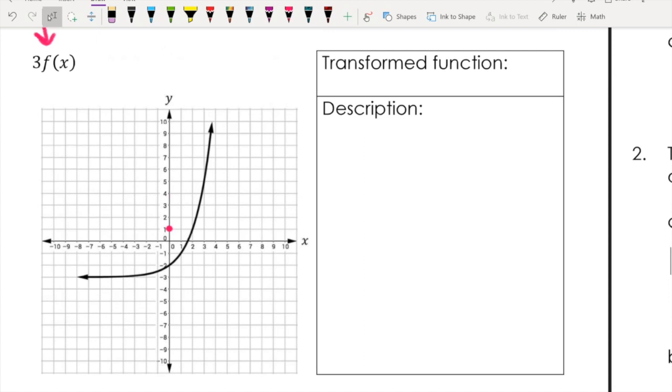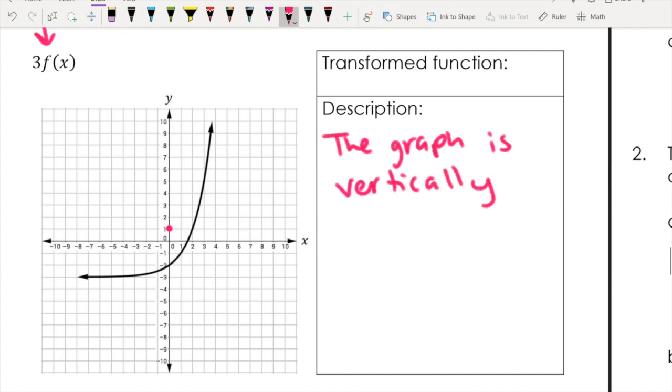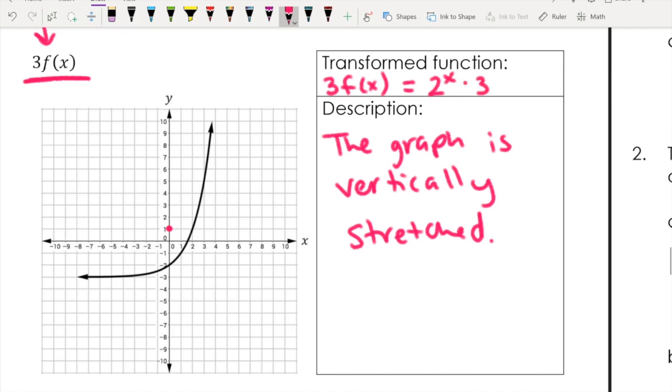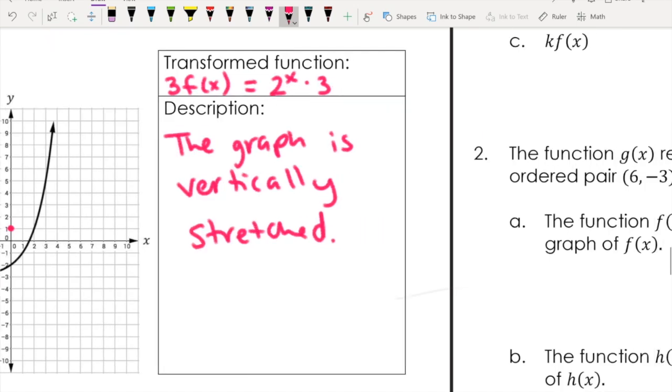Okay, now this one's a little bit harder to understand, but the graph, when I multiply, the graph is vertically stretched. And don't worry too much of this. We will rarely see this happen. Okay, but if I wanted to write this, it would be 3 times f of x. Remember, this is timesing it, which means if I wanted to do the same thing, it would be 2 to the power of x times that 3. Okay? All right. Let's move on to the practice.